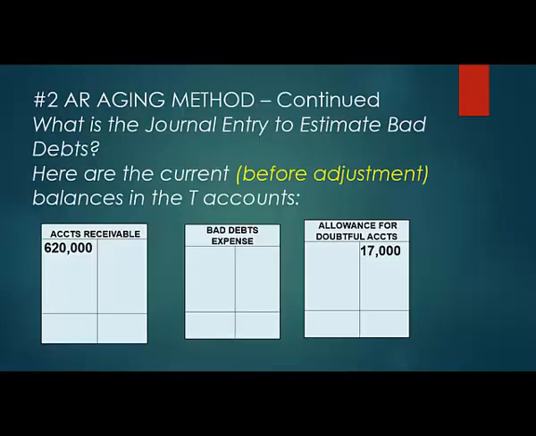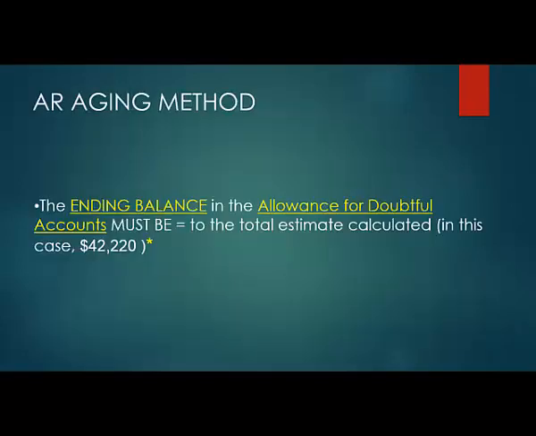Now look at these T accounts. 620,000 was what I told you was the balance in accounts receivable. Let's assume bad debts beginning balance is 0, and the allowance for doubtful accounts, I'm giving you that the beginning balance is 17,000. Okay, so we have to build the journal entry for this. This is the balance in the allowance for doubtful accounts before making the journal entry. Now remember from the previous page, the estimated uncollectible accounts are 42,220.